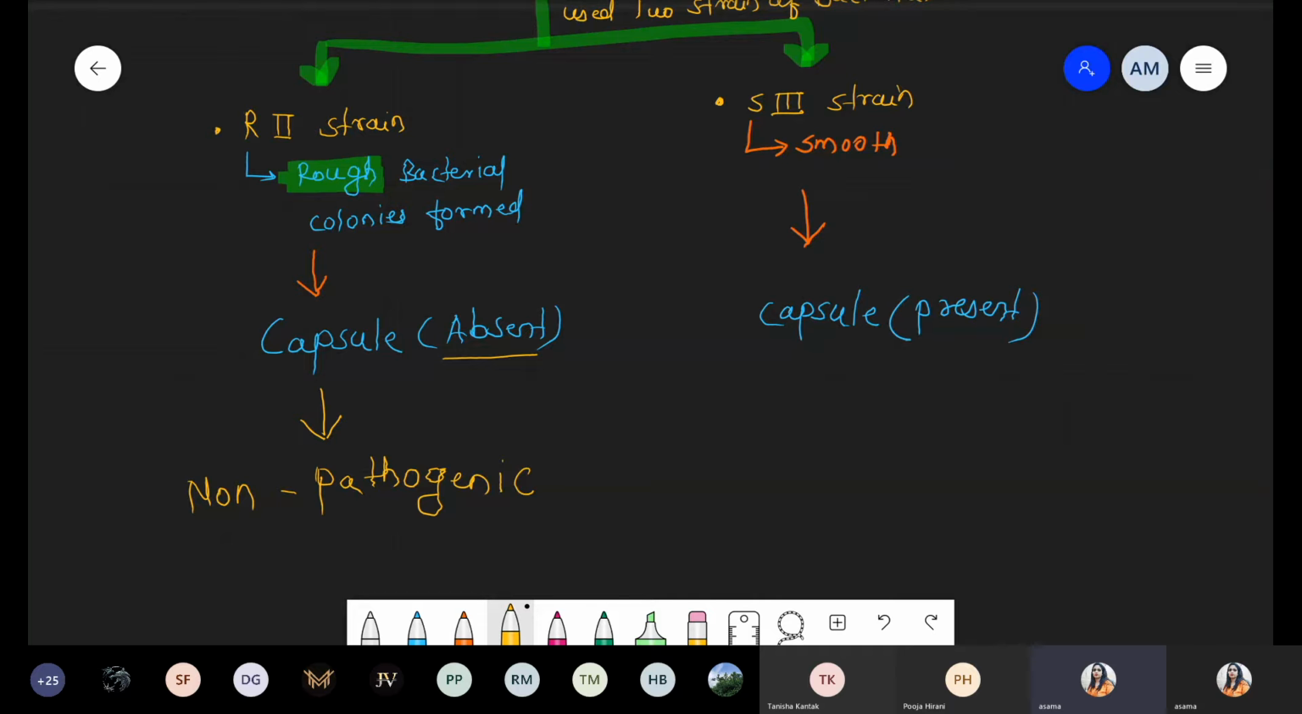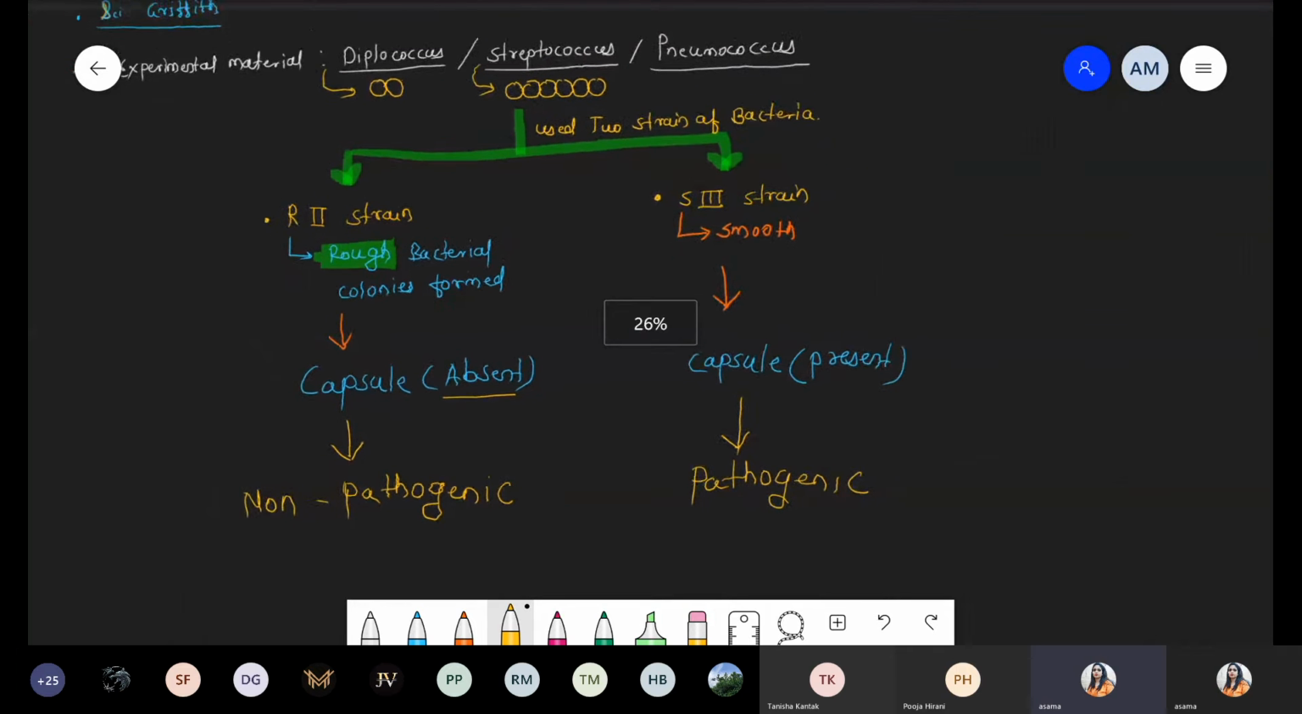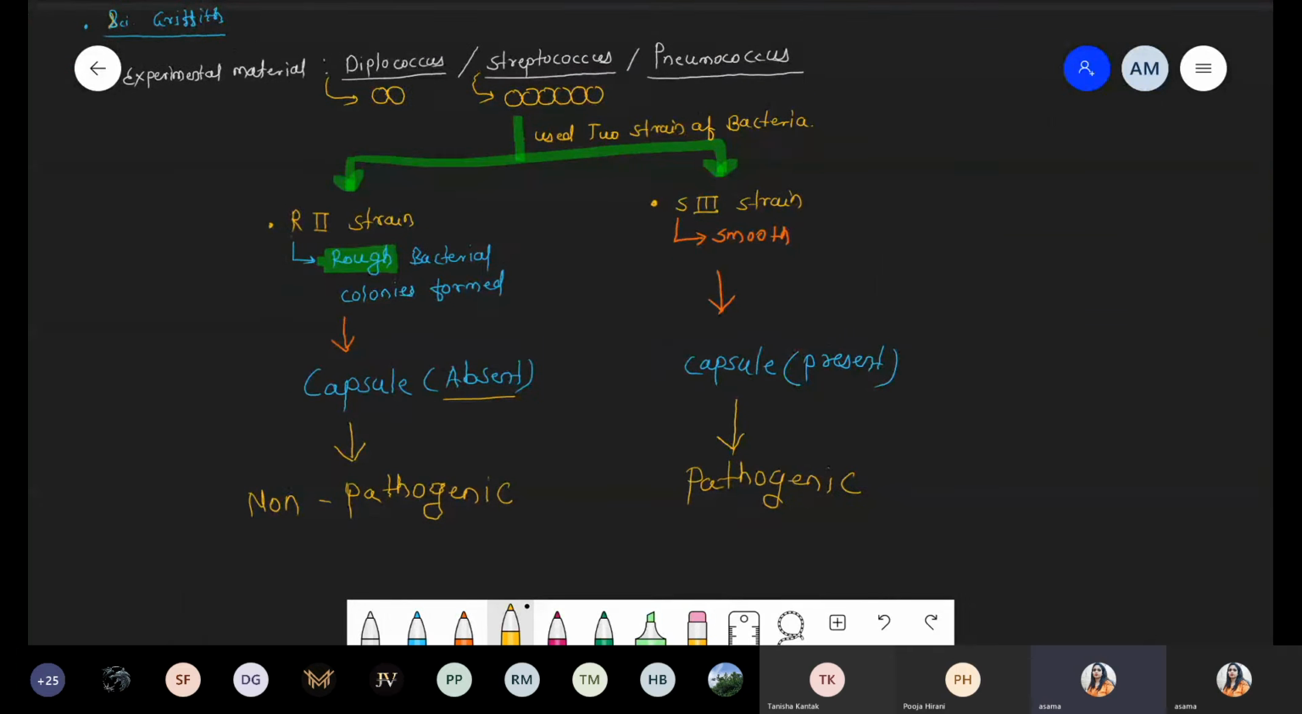Because as the bacteria enter, our immune system recognizes them and there is lysis of the bacteria. That's why this type of strain is non-pathogenic, non-virulent. But if the capsule is present, it means they can hide themselves in the host body and they cause pneumonia. So this type of strain is called the pathogenic strain, which causes the pneumonia disease. So I hope you understand the basic information about Diplococcus and Streptococcus.